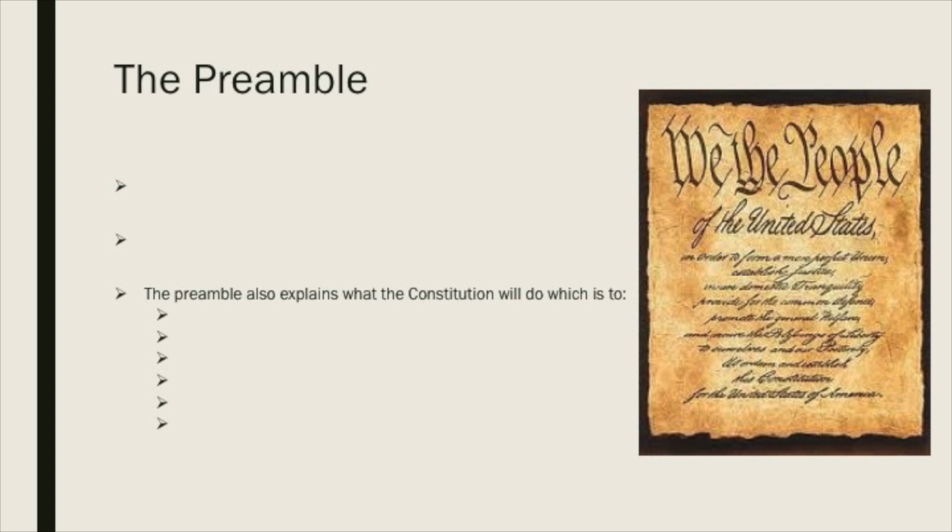It says that the goal is to form a more perfect union, or to create a better country, to establish justice, to ensure domestic tranquility, which means to ensure peace, to provide for the common defense of the country, to promote the general welfare of the people, and to secure the blessings of liberty for themselves and the people that come after them.